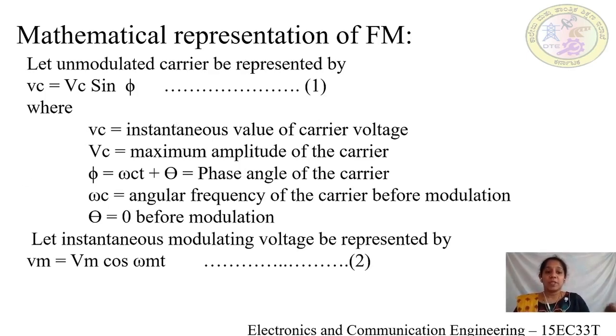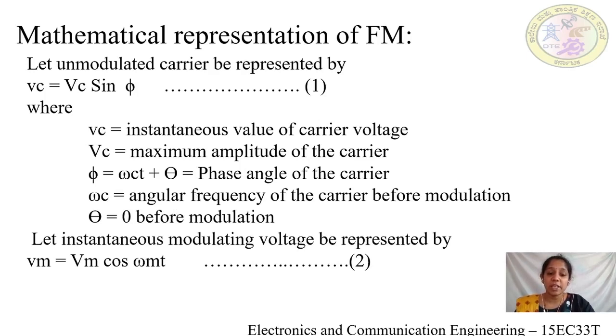We can observe here, let the unmodulated carrier be represented by vc equals capital Vc sin phi, where capital Vc is the maximum amplitude of the carrier and small vc is the instantaneous value of the carrier voltage, and phi is the phase angle of the carrier, where phi equals omega c into t plus theta, where omega c is the angular frequency of the carrier before modulation and theta will be 0 before modulation.